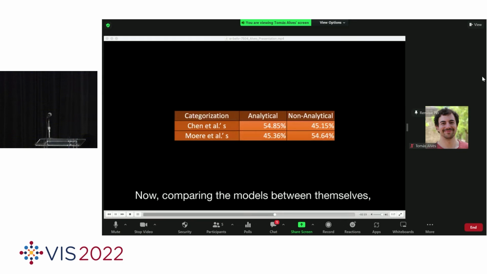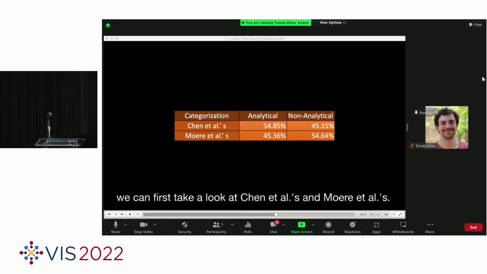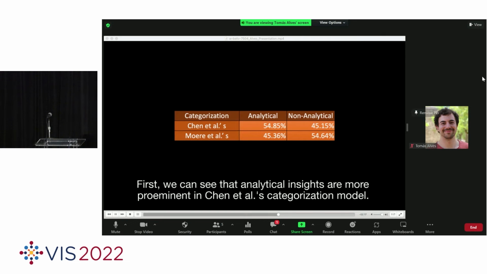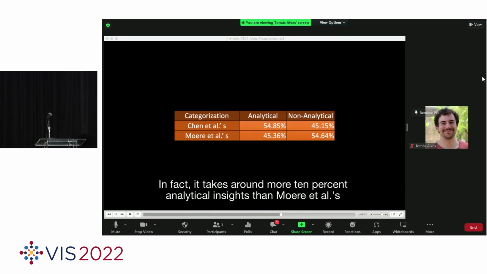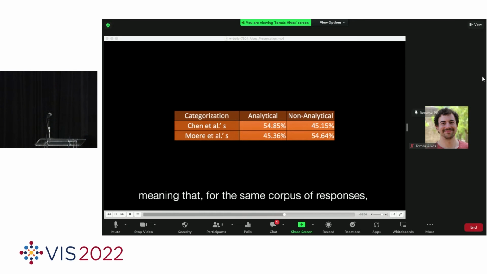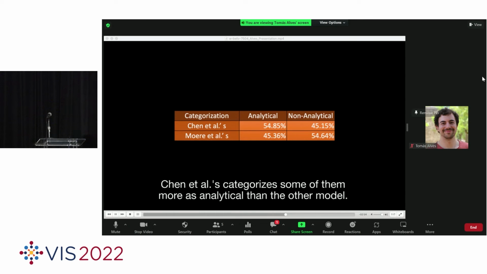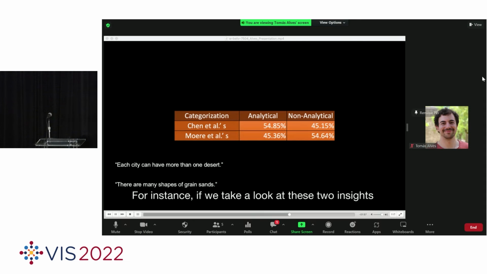Now, comparing the models between themselves, we can first take a look at Chen et al.'s and Moer et al.'s. First, we can see that analytical insights are more prominent in Chen et al.'s categorization model. In fact, it takes around 10% more analytical insights than Moer et al.'s, meaning that for the same corpus of responses, Chen et al.'s categorizes some of them more as analytical than the other model. For instance, if we take a look at these two insights, each city can have more than one desert, and there are many shapes of grain sands.